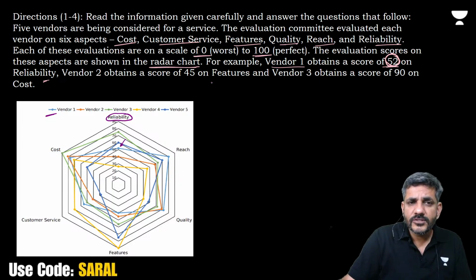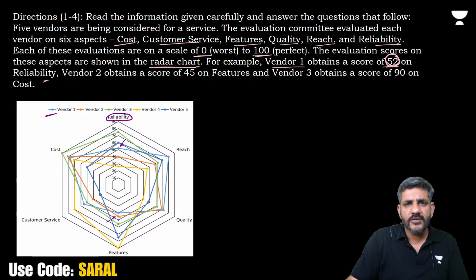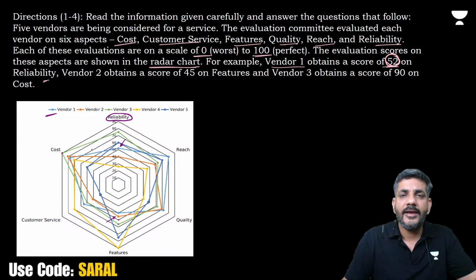Vendor 2 obtains a score of 45 on features. So on features, vendor 2 is scoring 45. So this I can probably say it is 45 because it is exactly between these two values, right? It is exactly between these two. So this I can say 45. Vendor 3 obtains a score of 90 on cost. So this is 90. I can say this lies on the line of 90.